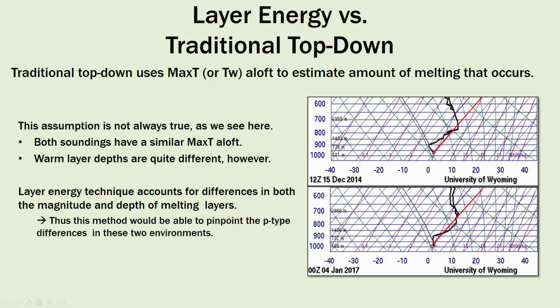Take these two soundings here, for example. They both have similar maximum temperatures aloft. But as you can see, the depth of these are quite different. So the question would then become, would we expect the same precipitation type at the surface in these two different environments? So in this sense, the maximum temperature aloft does not necessarily tell us the whole story of the melting potential of our hydrometeor. However, if we use an area method that gives us the energy in that layer, this is going to provide us a much better idea of what our forecast precipitation type would be at the surface.